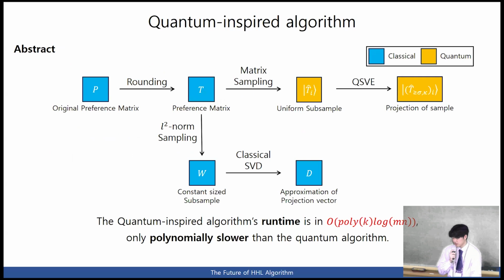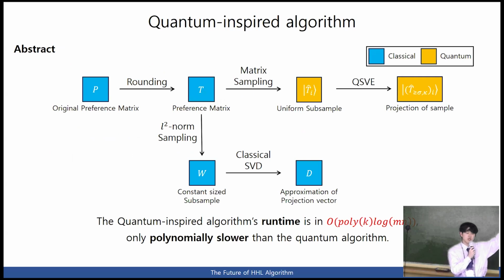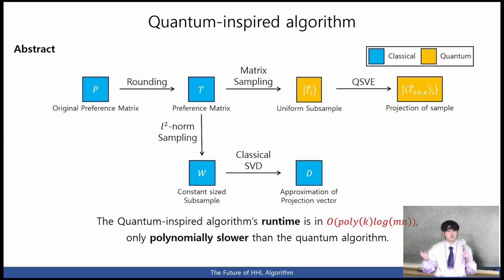The total diagram of the quantum-inspired algorithm is like this: you have the same rounding process as the quantum algorithm, but unlike the matrix sampling that the quantum algorithm has, we have L2 norm sampling, like the Frobenius norm, and you can get a constant size sample. We reduce the calculation, and we have a classical SVD to find the approximation, unlike the quantum algorithm, which uses a quantum system to find the eigenvalues.